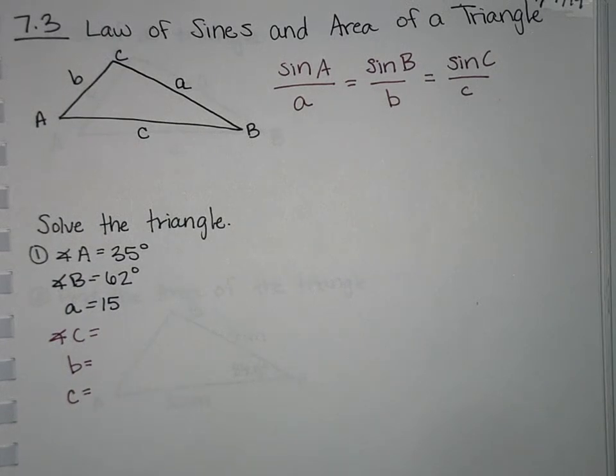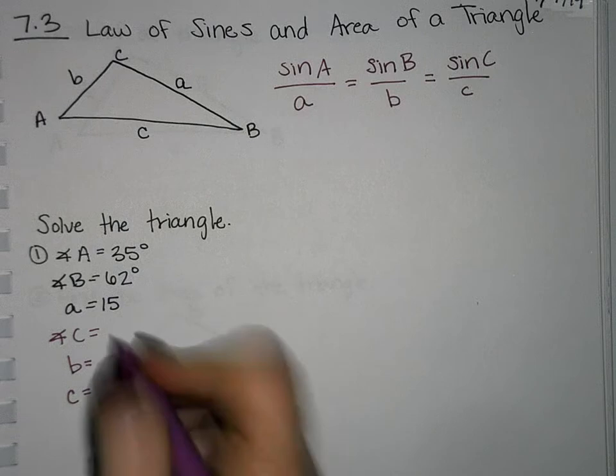Anyone think they know how to find at least one of those real quick? Angle C. We already know two angles, so how do we find the third? Add them up and subtract from 180. So if we do 180 minus 35 minus 62, we get that angle C is 83 degrees.